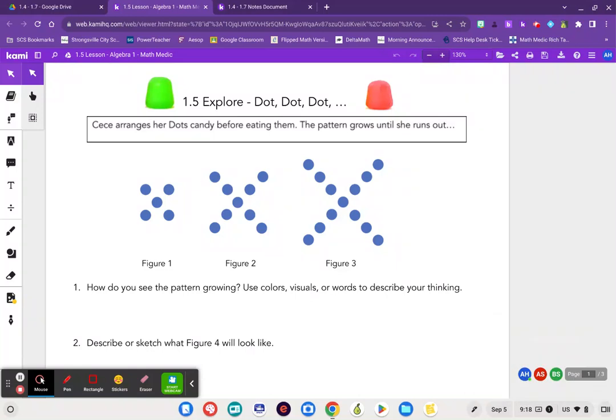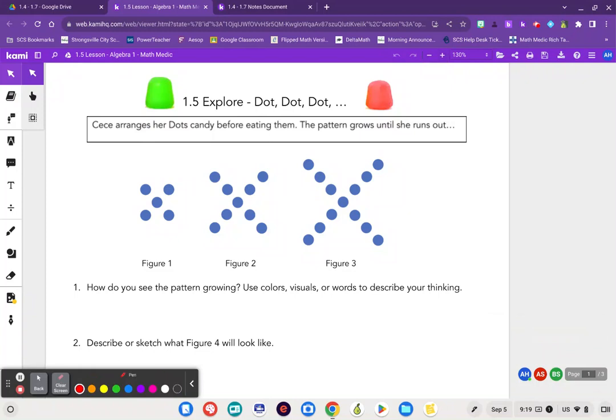This is actually a really great extension of what we've been working on in 1.4, and it will help us talk about what we're going to do in 1.5. So it says that Cece arranges her dots candy before eating them. The pattern grows until she runs out. So I have figure 1, 2, and 3. How do you see the pattern growing? Use colors, visuals, or words to describe your thinking.